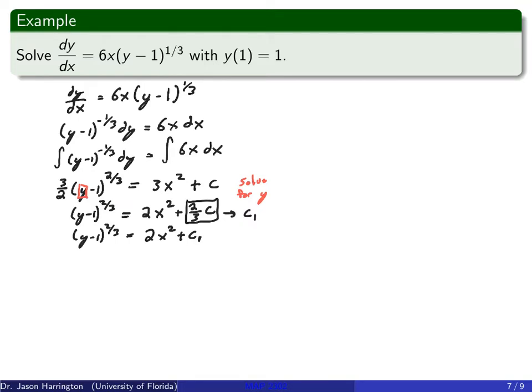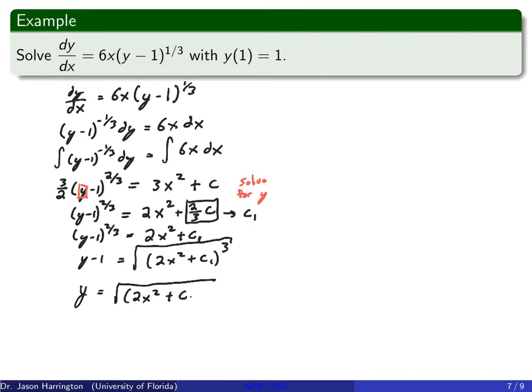And now I'm going to take both sides and cube it, and then take the square root. So now I'm going to have y minus 1 is equal to the 2x squared plus C1 cubed, and then I'm going to take the square root of both sides, and lastly I'm going to add 1. So I have y is equal to the square root of 2x squared plus C1. Oops, I went a little too far there. And add 1 on the outside of that.